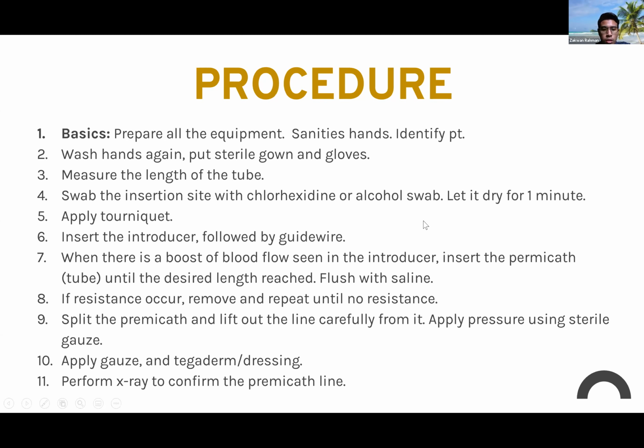If resistance occurs, remove the catheter and repeat until there is no resistance, because resistance may indicate that we have punctured the vein or the myocardium. Split the peelable cannula and lift the line out carefully, and apply pressure using sterile gauze. Apply gauze and the dressing. Then we must perform an X-ray to confirm the line.